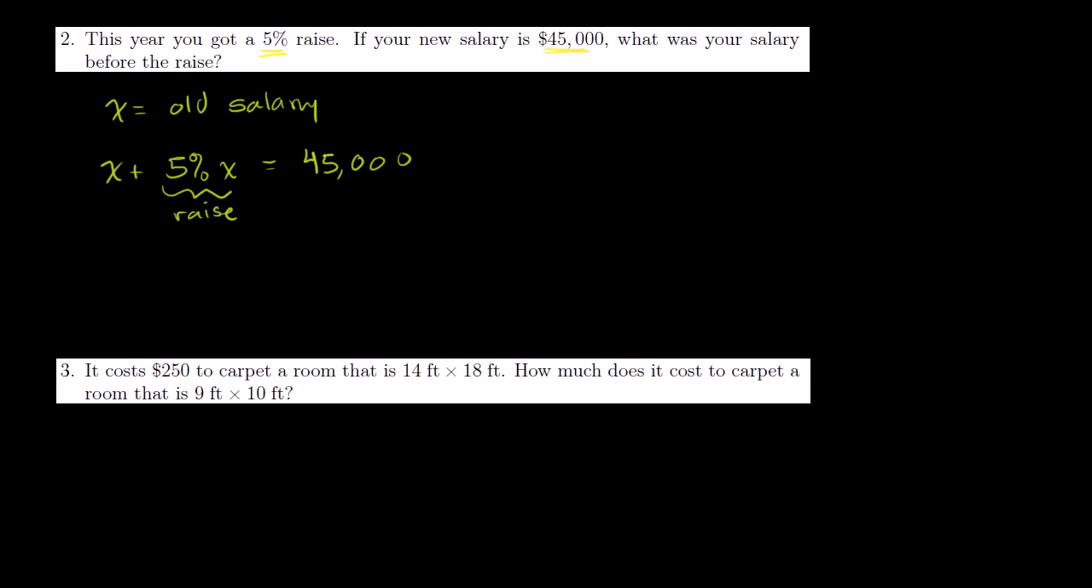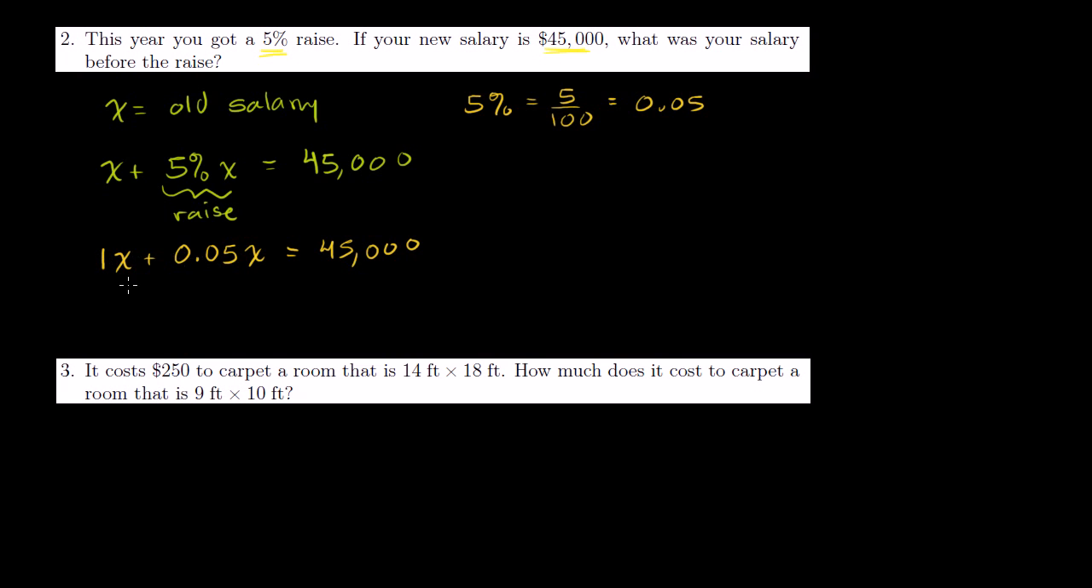5% is the same thing as 0.05. Percent literally means per 100. So this is the same thing as 5 over 100. This is 5% per 100, which is the same thing as 0.05. So here we could say this is the same thing as 1x plus 0.05x is equal to 45,000. 1 of something plus 0.05 of that same something.